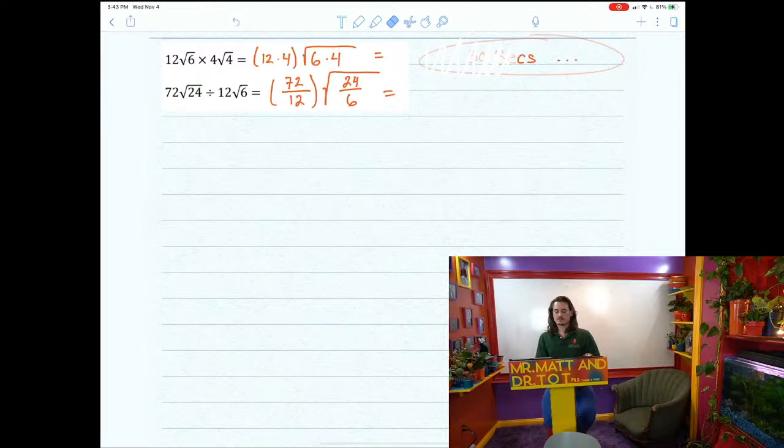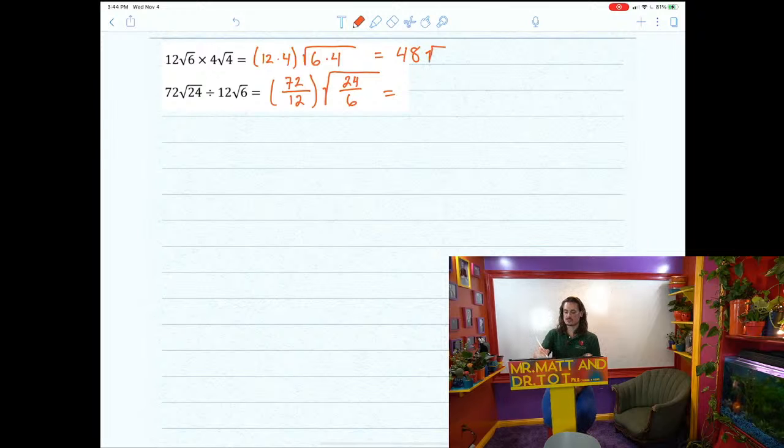Okay, so let's look at the first problem. 12 root 6 times 4 root 4. So coefficient times coefficient would be 12 times 4. Radicand times radicand is going to be 6 times 4. So 12 times 4 is 48. 6 times 4 is 24.